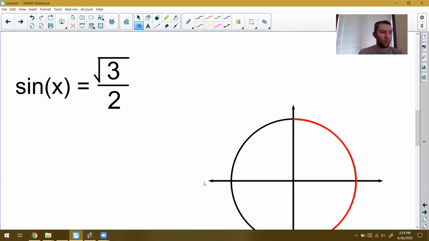Number 21 says Zach is solving this equation. Zach with a C and no H and no K. Very cool name. He's solving this equation that sine of x is equal to radical 3 over 2. He's trying to figure out what his values are. So he decides to do the inverse sine on both sides of the equal sign.